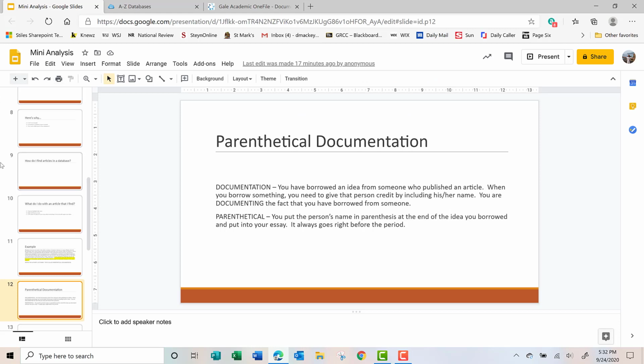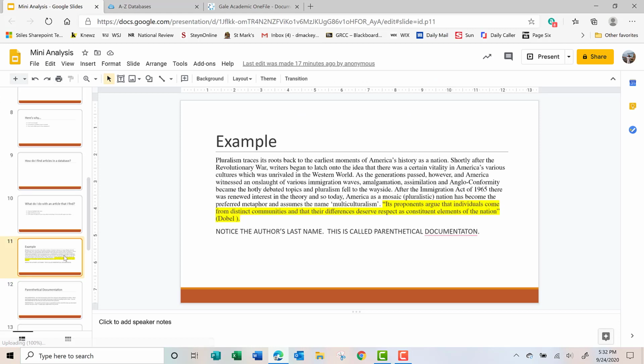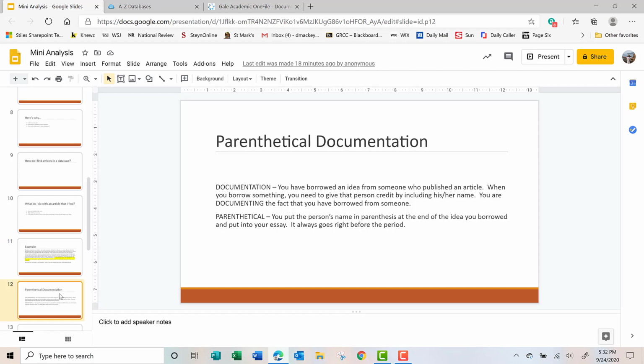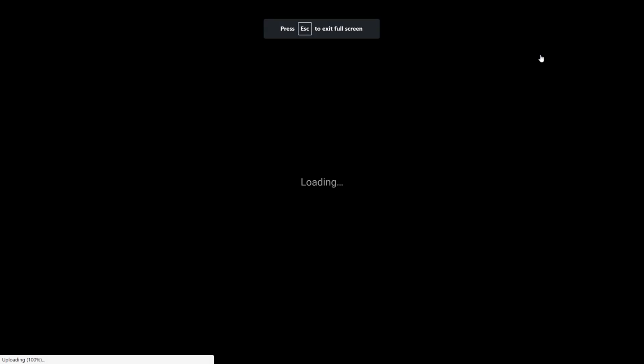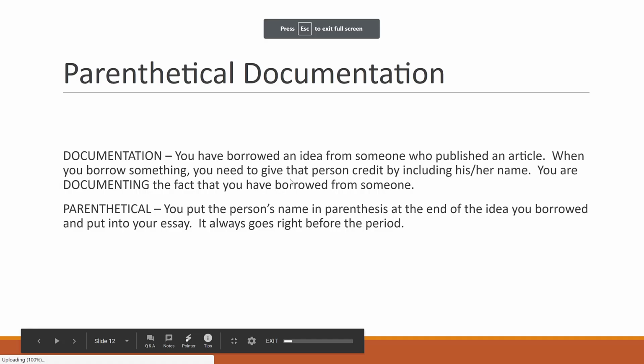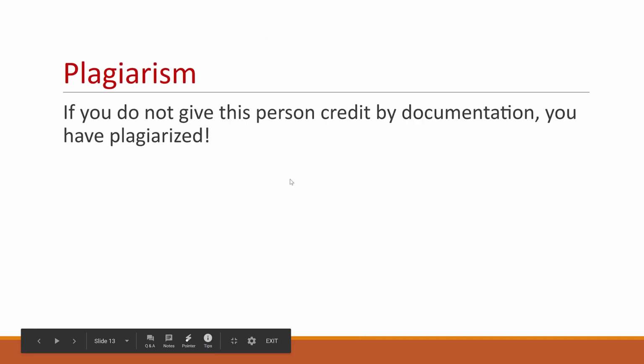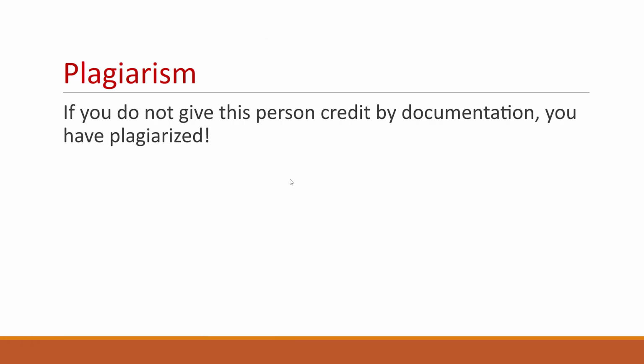So let me back up. You give Doble credit because you borrowed from Doble, but you always put it right at the end of the sentence. If you don't do that, you've plagiarized. You've heard of that term before, and plagiarism will get you into big, deep trouble with me and the dean's office and the college. You don't want to do that.